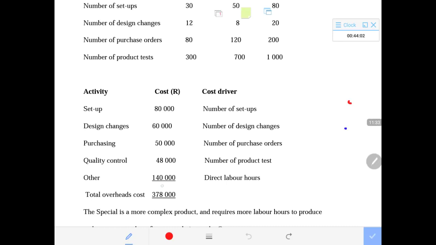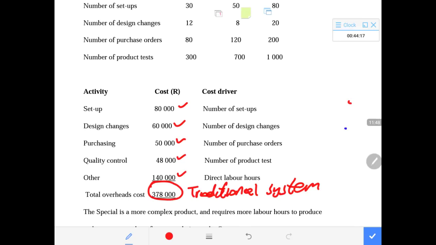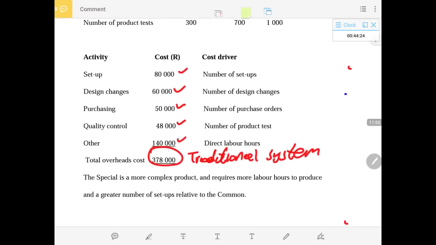Now our total overheads are 378,000. When we are using the traditional method, this is the cost that we take. In the traditional system, we take the total overheads. We don't take the individual overheads that are based on the activity or the cost drivers. We take only the total in the traditional.